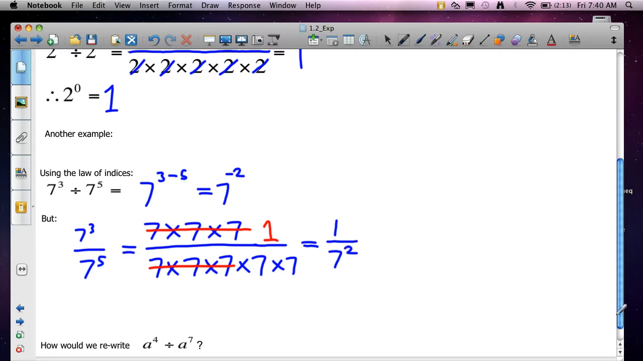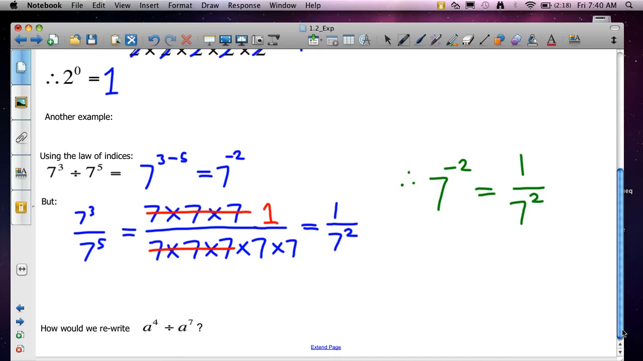So what we can say, therefore, 7 to the negative second power is going to be the same as 1 over 7 to the second. Super, super important. You have to have positive exponential values, positive indices. So how would you rewrite a to the fourth divided by a to the seventh?